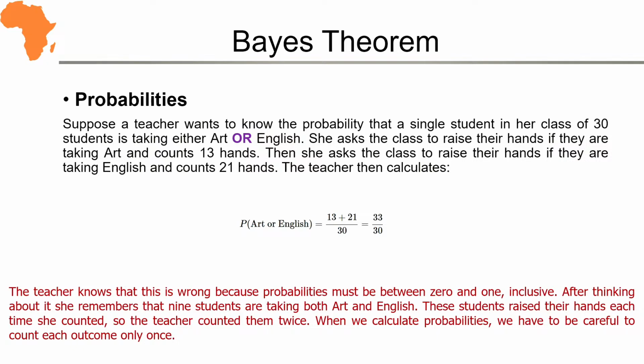So after thinking about it, she remembers that 9 students are taking both art and English. These students raised their hand each time she counted. She counted them twice. So when we calculate probabilities, we need to be careful to count the outcomes only once. You remember the discussion about greater than 5, greater than or equal to 5? That is where it comes from. Because when you're doing that and you develop a 2x2 table, they're overlapping. There's no clear distinction between disease positive, disease negative, test positive, and test negative.